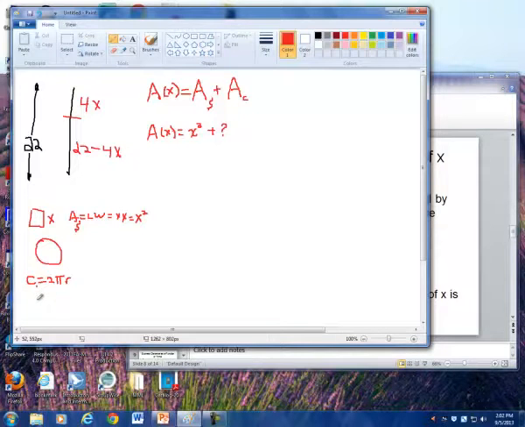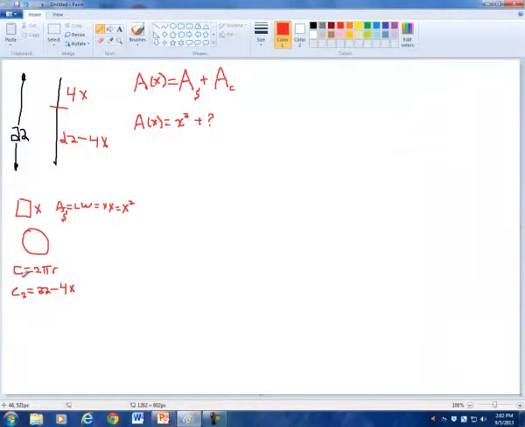And we'll call that C1. And so from there, this circumference of the wire, we'll call that C2, we know that's 22 minus 4x. Okay, because we take that wire and we bend it around like a circle, that's our circumference. So we know that circumference of one circle, our general equation, is equivalent to circumference of our wire. So we're going to make this 2 pi r equal to 22 minus 4x.